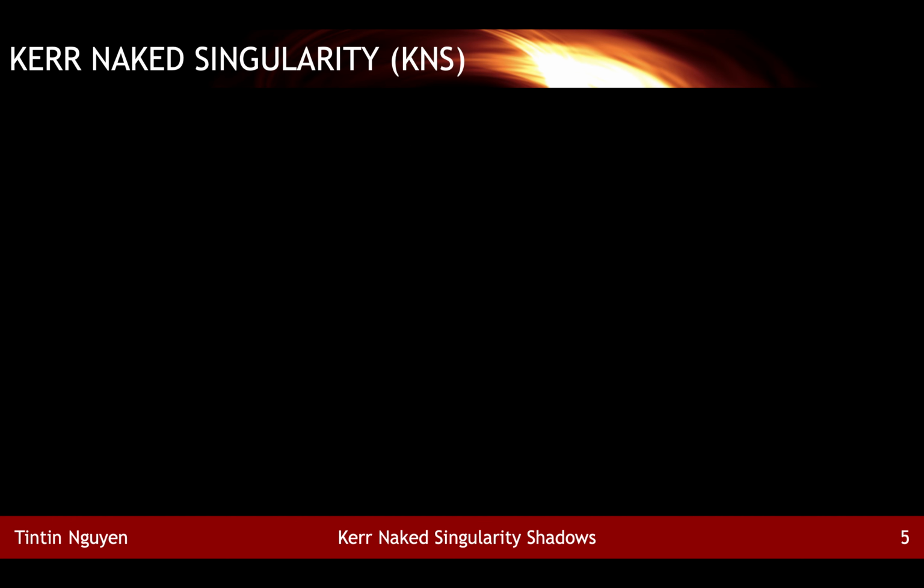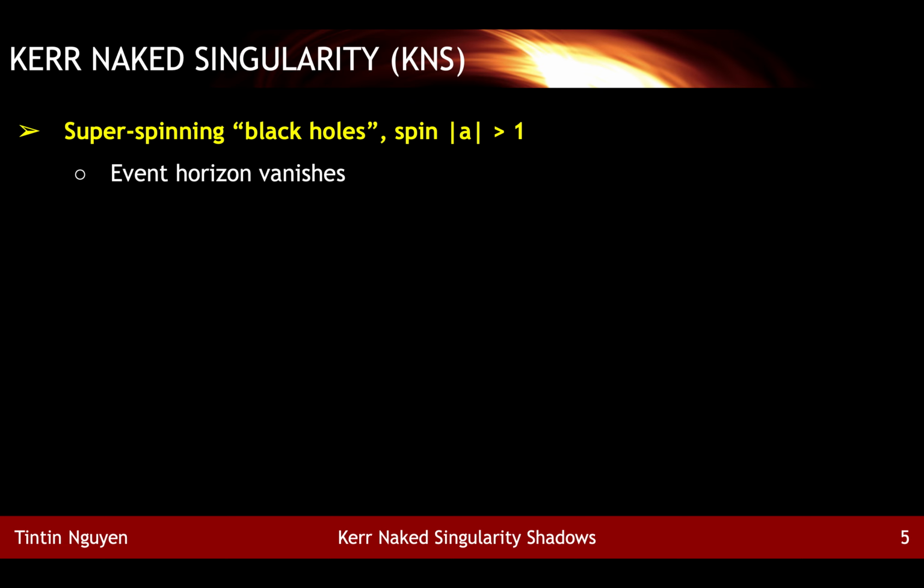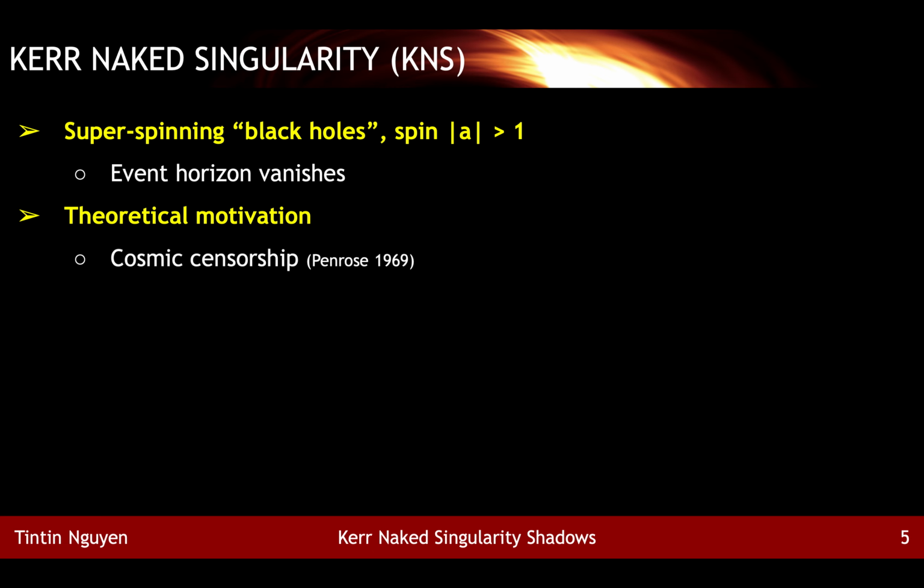So this leads to my study on Kerr naked singularities, which are basically super-spinning black holes, except that when you spin a black hole up past a certain theoretical limit, which is normalized to be spin a equals 1, so if spin a becomes greater than 1, then the event horizon of the black hole vanishes, leaving behind a naked singularity. And the theoretical motivation includes the cosmic censorship conjecture, which hypothesizes that all naked singularities have to be hidden behind an event horizon, so they cannot be observed in nature.